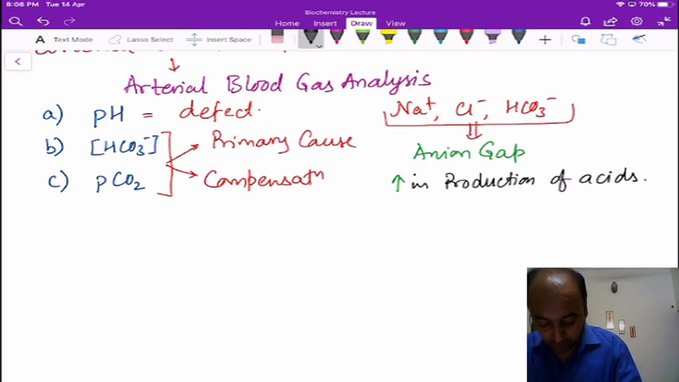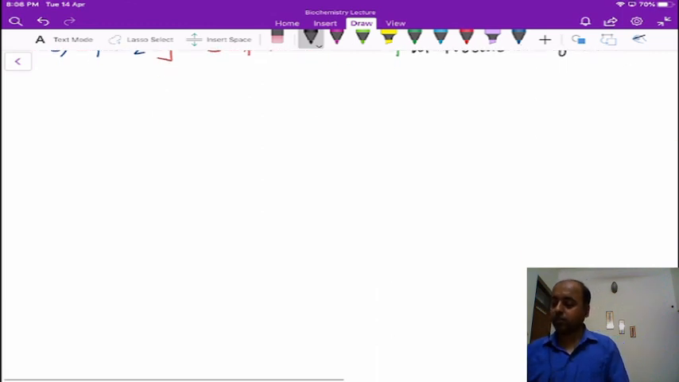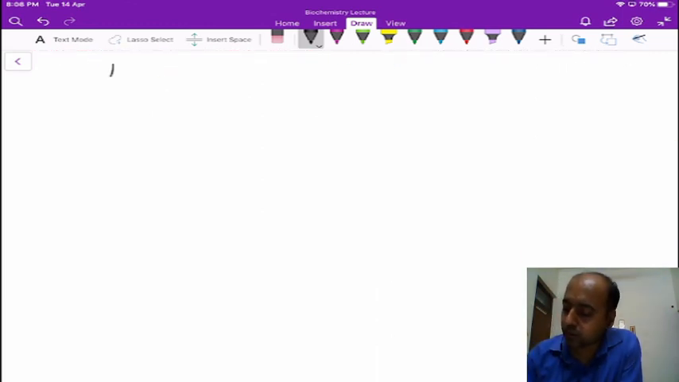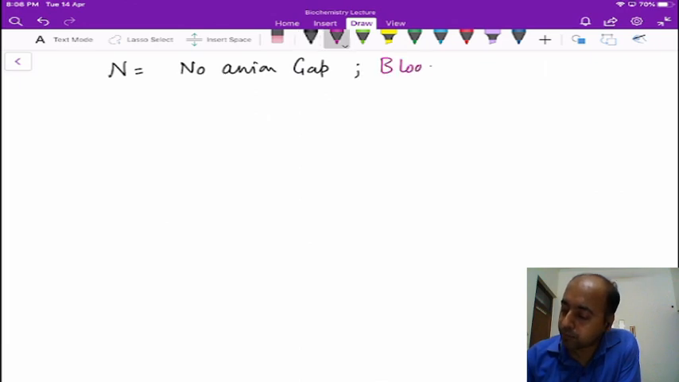I'll see what more questions there are. I hope the arterial blood sample test for acidosis and alkalosis is clear. About the anion gap, remember, normally there is no anion gap, meaning blood is neutral. Obviously it is neutral.